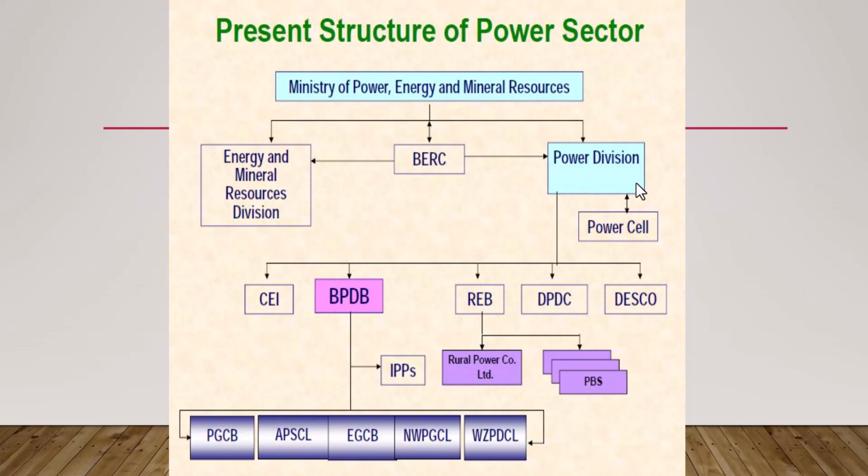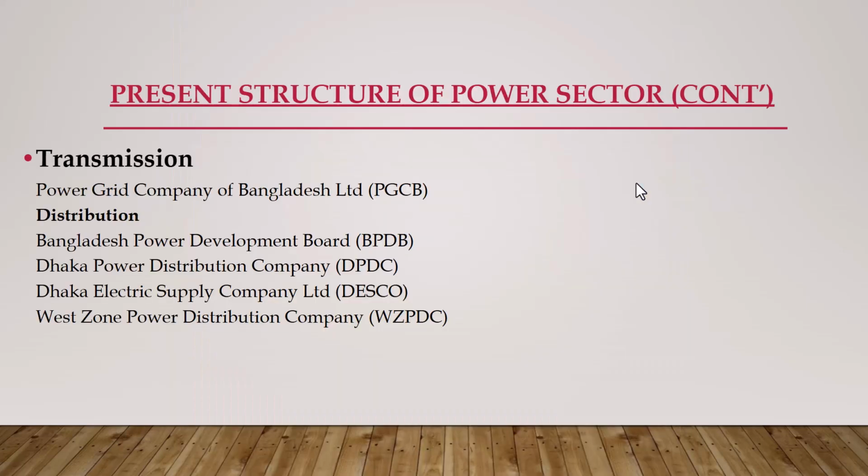In the structure of the Bangladesh power sector, once electricity is generated, it has to be transmitted efficiently across long distances before being distributed to homes, businesses, and industries. And this entire process is managed by specialized entities. The responsibility for transmission lies entirely with the Power Grid Company of Bangladesh, that is PGCB.